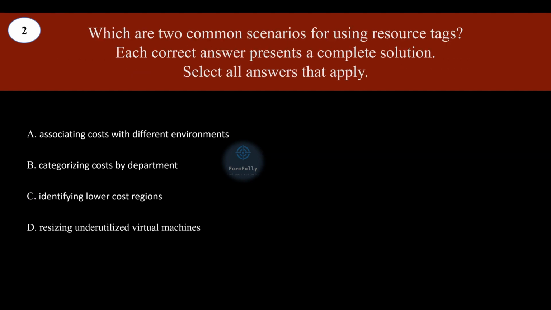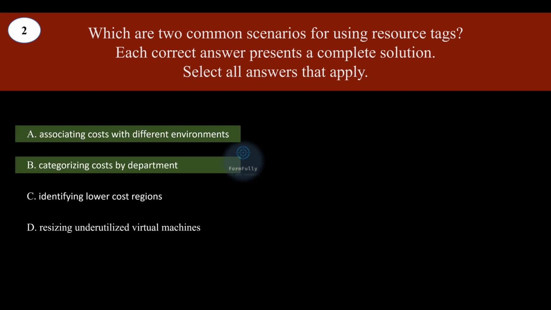Question 2. Which are two common scenarios for using resource tags? Each correct answer presents a complete solution. Select all answers that apply. Options are A, associating cost with different environments, B, categorizing cost by department, C, identifying lower cost region, D, resizing underutilized virtual machines. And the correct options are A and B.